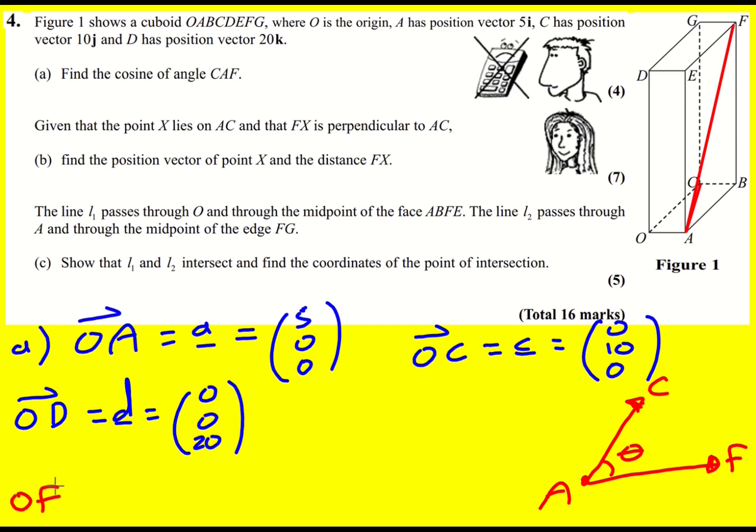So what I need is OF. And to get from O to F, I could go from O to A, and then I've got O to D, so I can go up, O to D. So far, I would have gone along here, and then O to D is the same as A to E, so along to here. And then finally, I've got O to C, of course, so if I add that on, I'll get to F. And this is quite easy to add, it's just going to be 5, 10, 20.